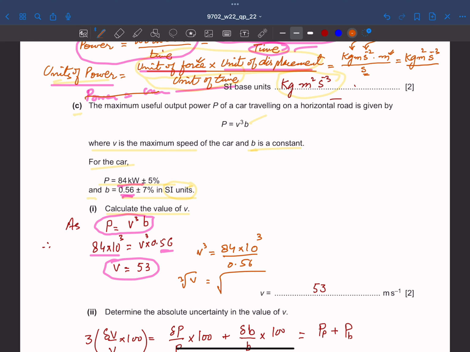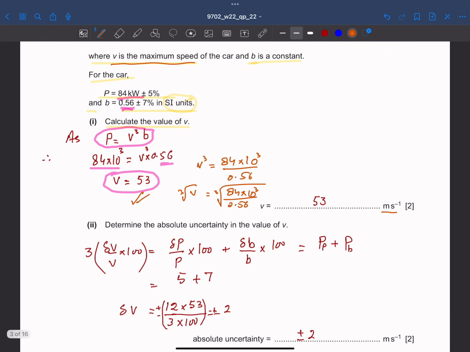So this is important that you write in this way: here you have this equation, here you have the value, and here you have the cube root. So 84 into 10 to the power 3 divided by 0.56 will give you this result. And of course, as you know that V is velocity, they have already mentioned the velocity, so they have given you the unit of velocity as well, so you need not worry about this unit, but you should be careful about what quantity you are calculating, and this you can get from the unit of that quantity.